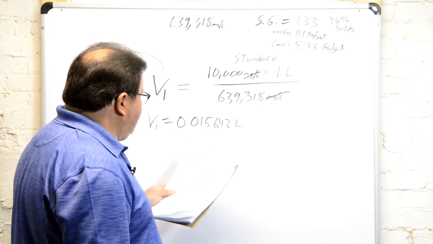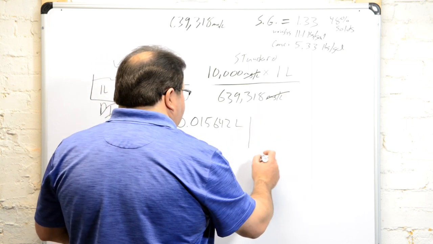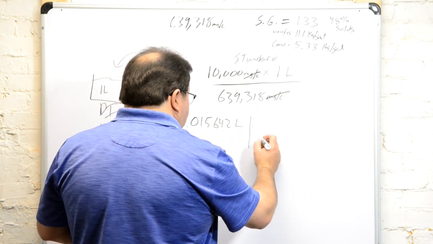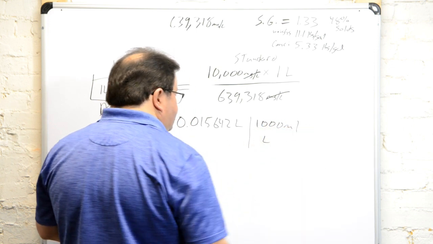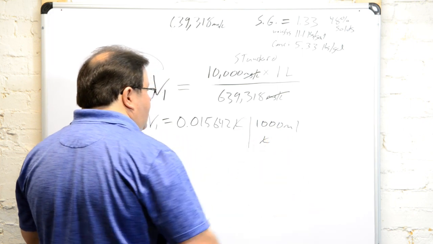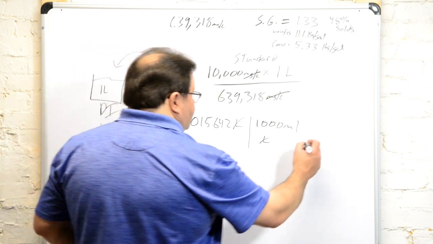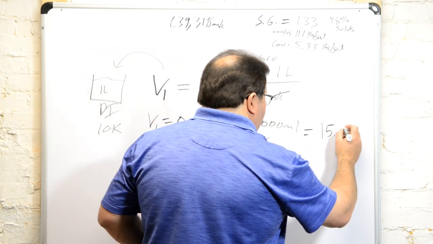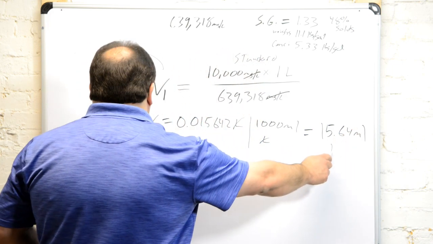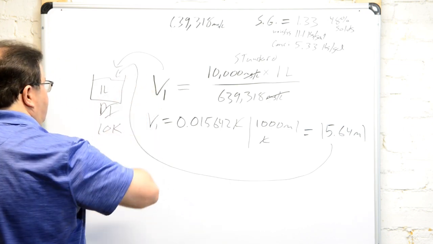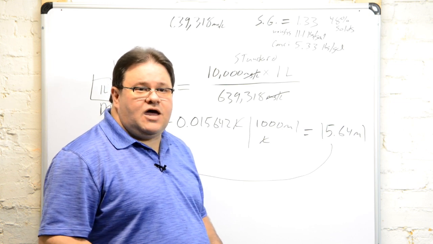So 0.015642 liters. We're going to have to convert that to milliliters. 1 liter is 1,000 milliliters. Divide that out, and what we end up with here is 15.64 milliliters. So I'll take my 15.64 milliliters, put it in there with 1 liter of distilled water, and then I will have a 10,000 part per million stock solution.